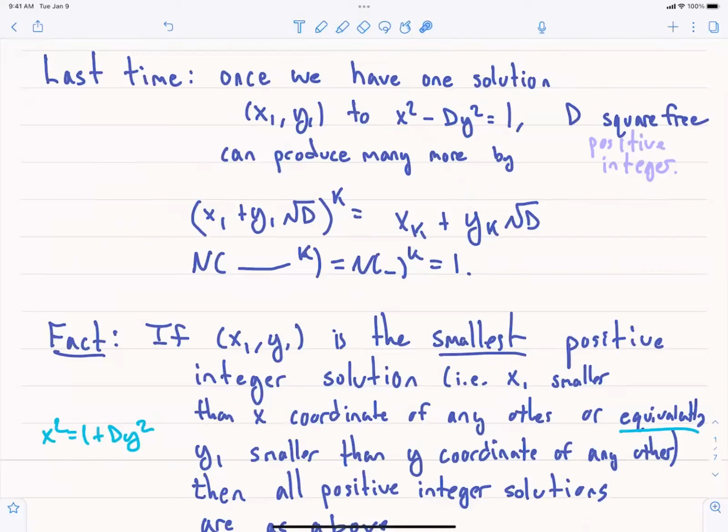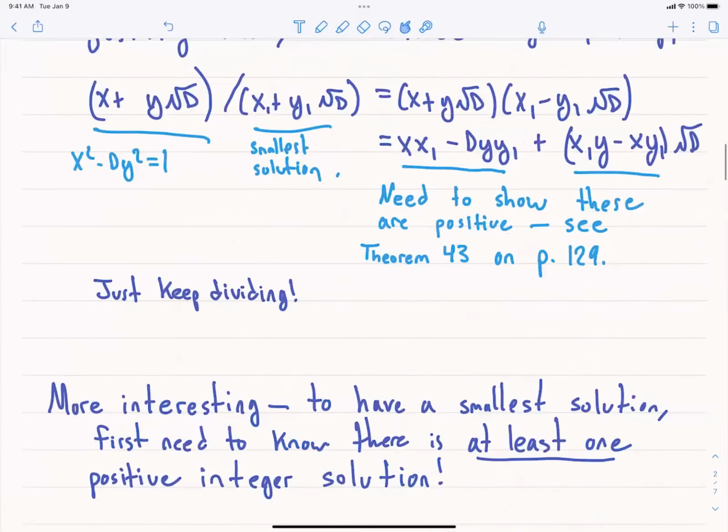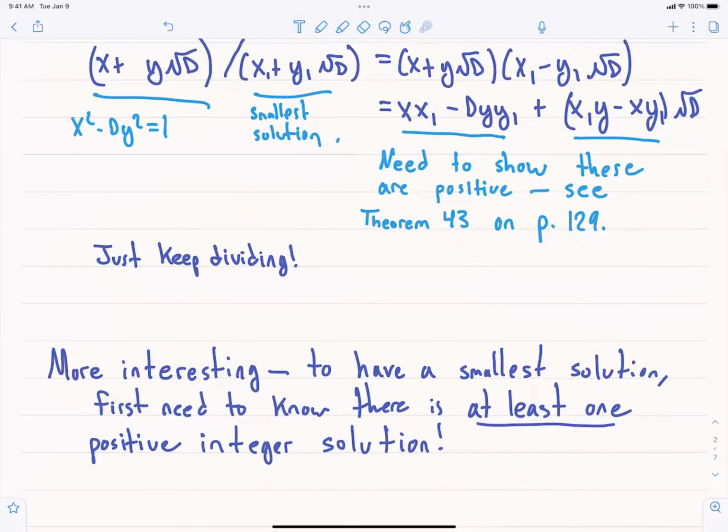I mean, you really have to justify this statement. And you can't talk about the smallest positive integer solution until you know that there's at least one positive integer solution. So what I want to talk about today is how you can show that there really is always at least one positive integer solution to Pell's equation, x squared minus d y squared is equal to 1.